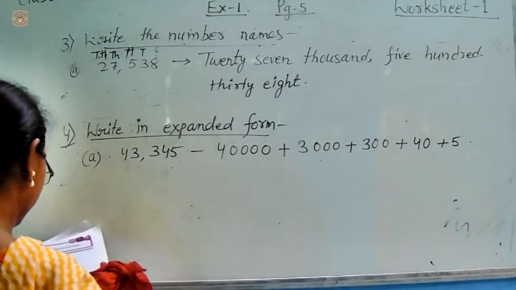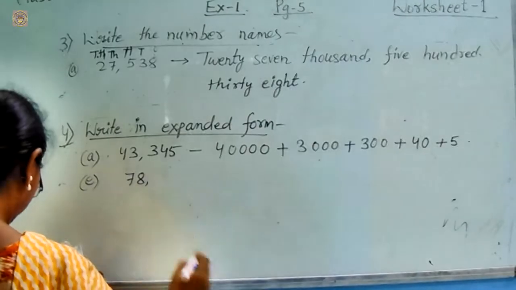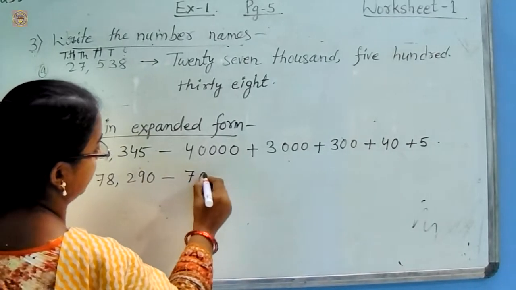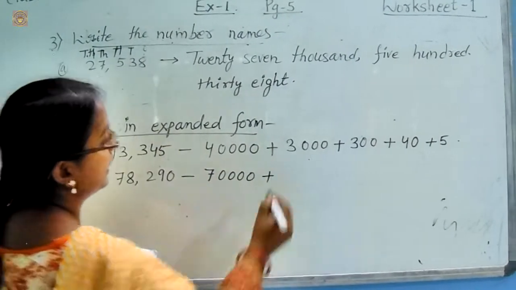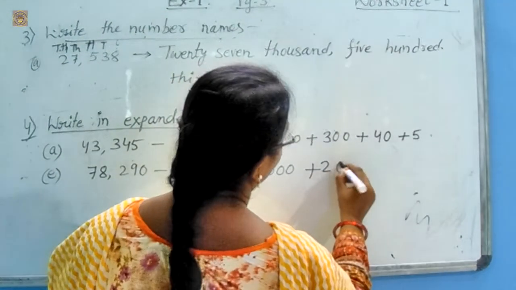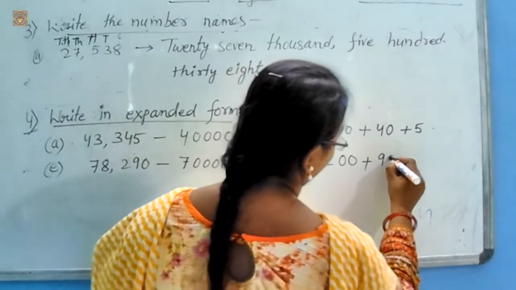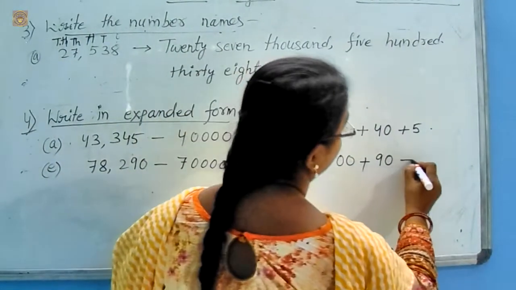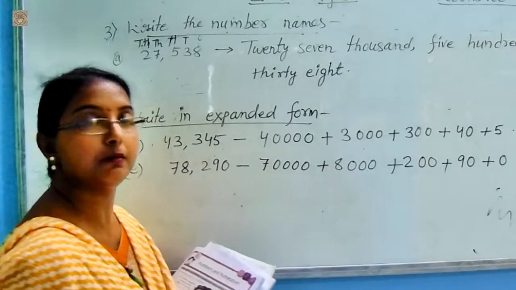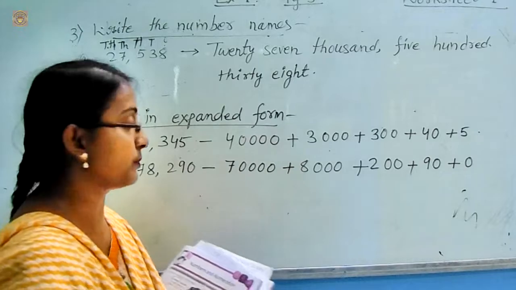You can write another example, number E, 78,290. Here 7 is at the place of 70,000, that means we will put 4 zeros. Then 8, it will be 3 zeros. Then 2, it will be 2 zeros. And 9, 1 zero. And also here the ones place is empty, that means at the ones place the digit is 0 only. So we will write 0 for the ones place.